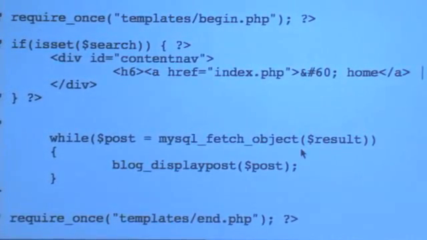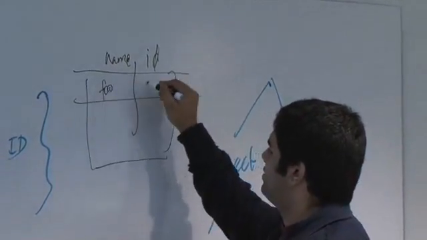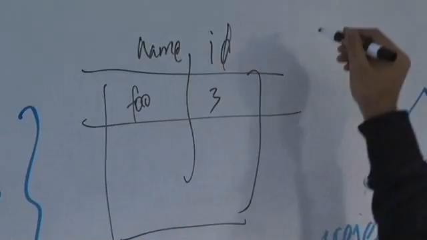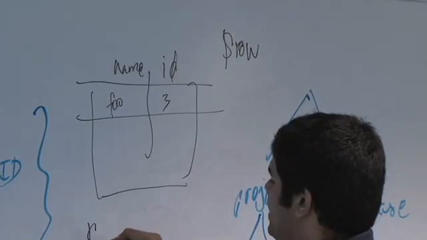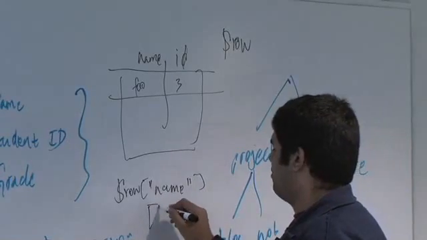So what's the fetch object? I haven't seen that one before. Okay, so fetch object. We've seen MySQL fetch array a couple of times. MySQL fetch array fetches the actual thing as an associative array. So if you have a row that has name and ID in a very simple database, and you have foo and 3, when you fetch it as an array into the variable $row, the way you would access these is just $row of name and $row of ID.